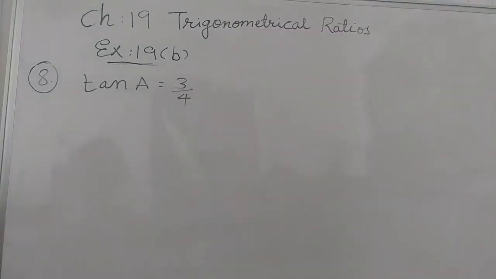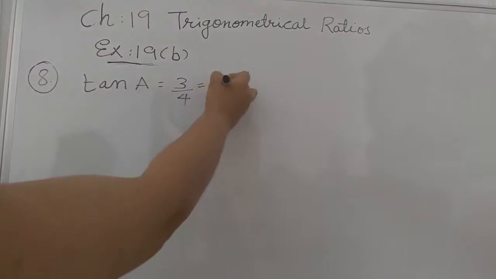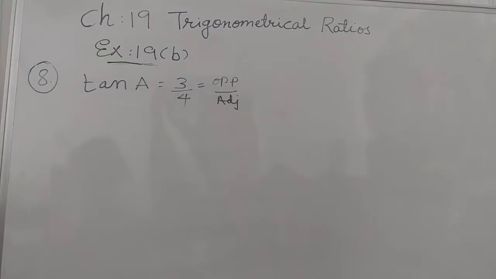Question number 8. In a right angle triangle, it is given that A is an acute angle and that tan A is equal to 3 by 4. This value is given to us. Without using tables, find the value of cos A. So here we want to find cos A value. This is very simple. You all know tan ratio means opposite upon adjacent. We don't know the hypotenuse here, so using Pythagoras theorem, we'll find the hypotenuse.